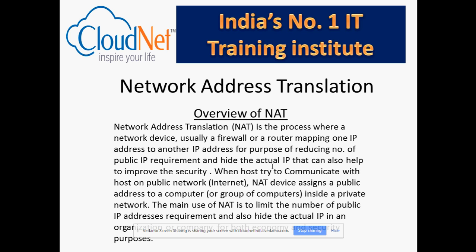When we try to communicate with a host on the public network, a NAT device assigns a public IP address to a computer, or it may be a group of computers inside a private network. The main use of NAT is to limit the number of public IP addresses required, and it also helps to hide the actual IP address.